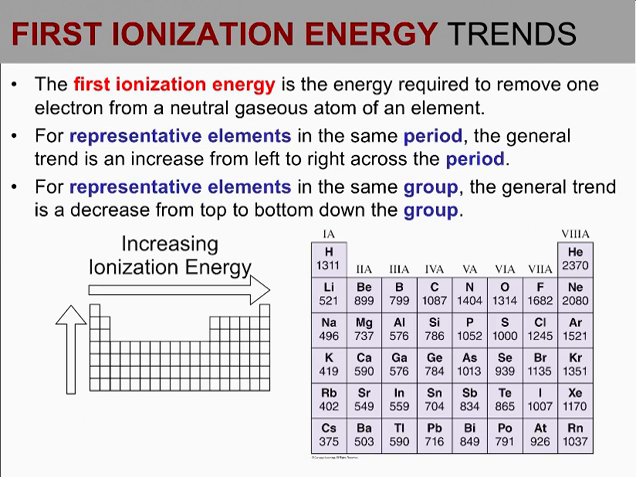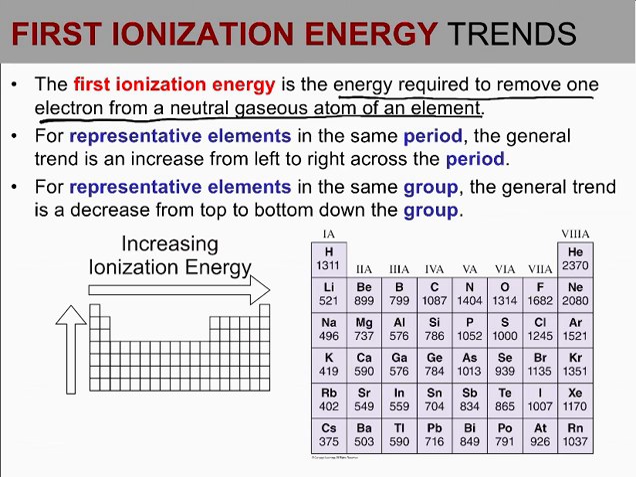Now, the last trend we're going to cover is something called first ionization energy. And the first ionization energy is the energy required to remove one electron from a neutral gaseous atom of an element. So if we were able to turn all of these atoms into gases and remove an electron, the energy that's needed to remove that electron is what we call the first ionization energy.